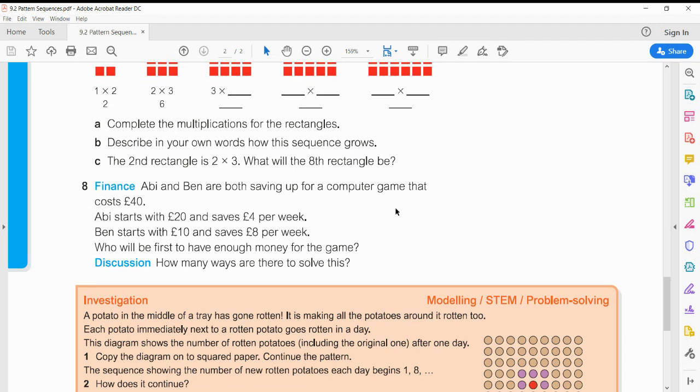Ben will have 10 in week 1, and then 18, and then 26, and so on. Just carry the tables on until you get to £40, and then see who gets there in the earlier week. And that'll tell you who gets enough money for it first. Okay.